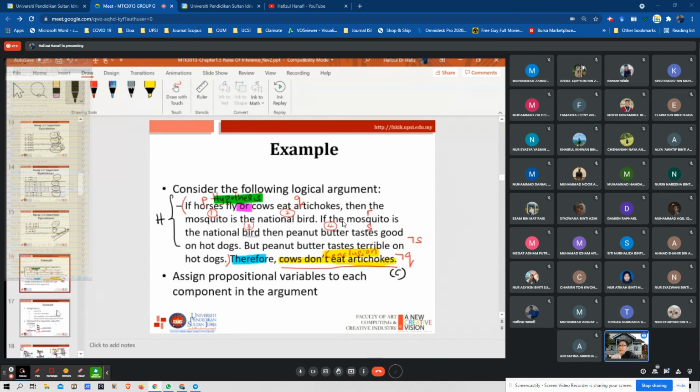For example, consider the following logical argument. If horses fly or cows eat artichokes, what is artichoke?